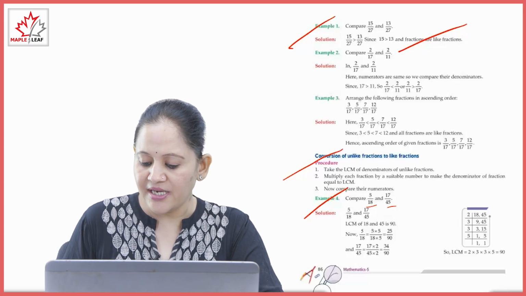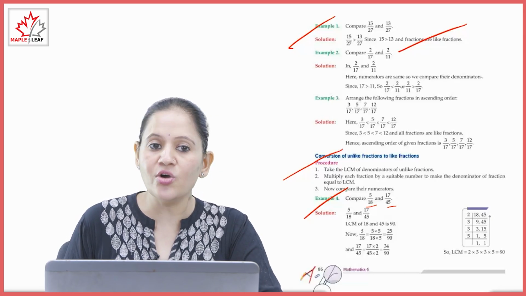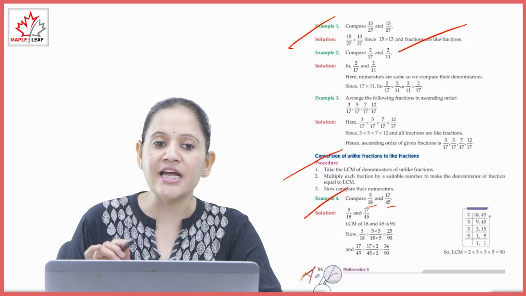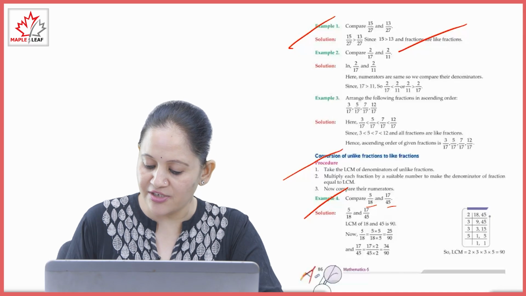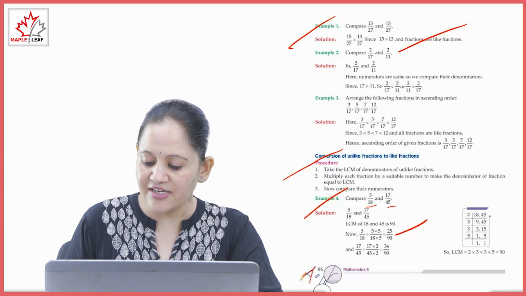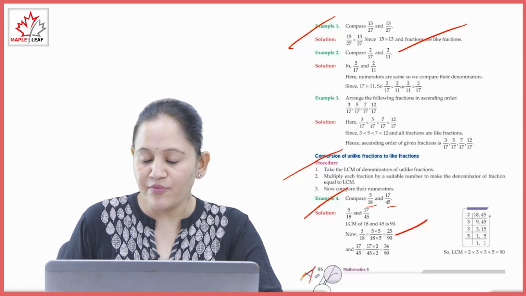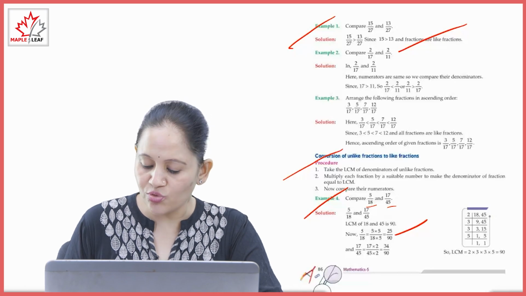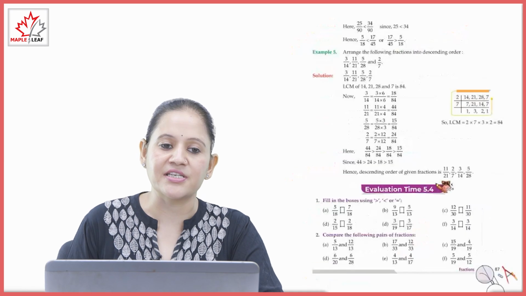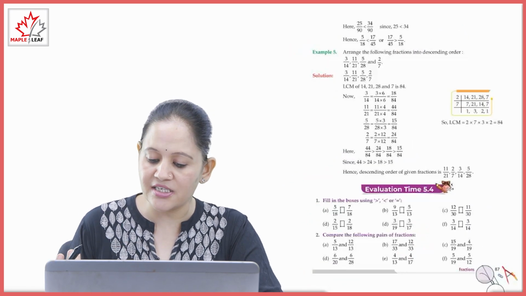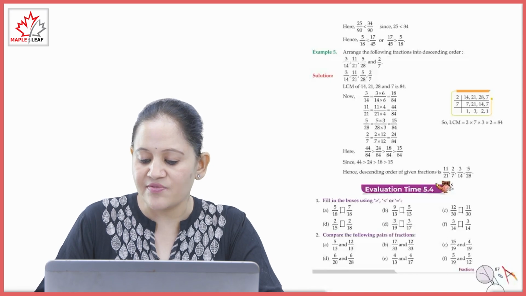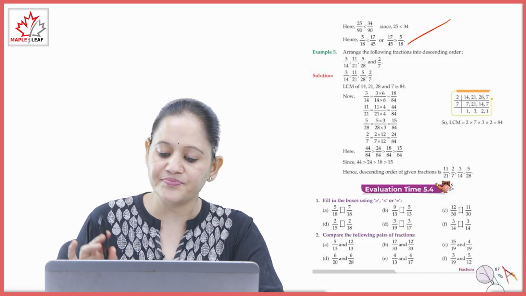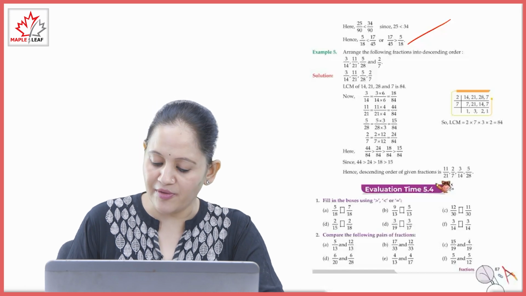So the first fraction is 5 by 18. Now the LCM is 90. So first we'll divide 90 by 18. We'll get 5. Now we'll multiply numerator and denominator by 5. So we'll get 25 upon 90. Same way, the second fraction 17 upon 45. So 90 divided by 45 gives you 2. So we multiply by 2 and get 34 upon 90. Now they are like fractions because the denominators are the same, we'll compare the numerators. So 5 upon 18 is less than 17 upon 45. Clear?